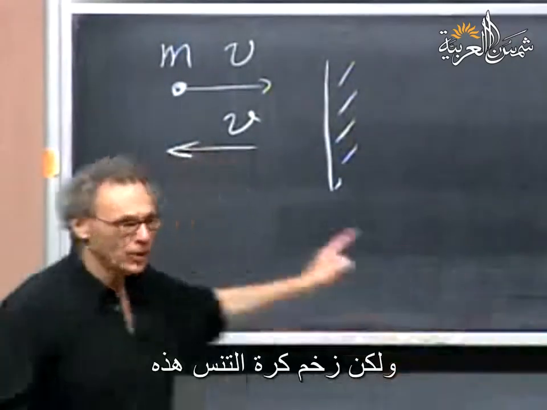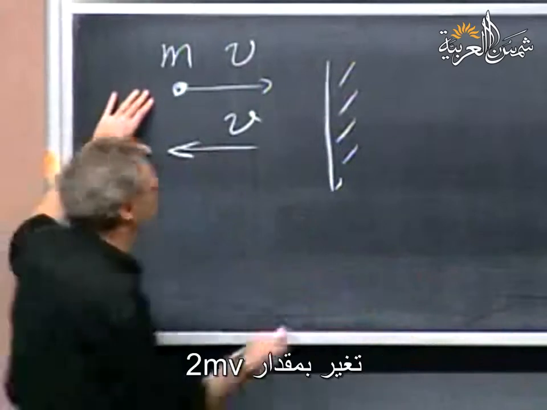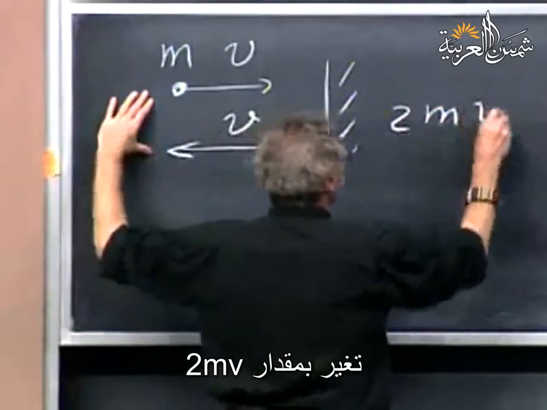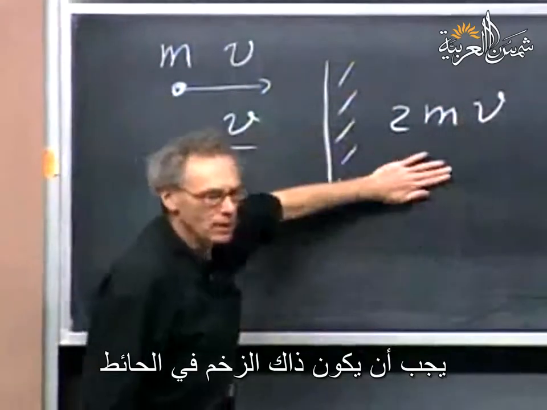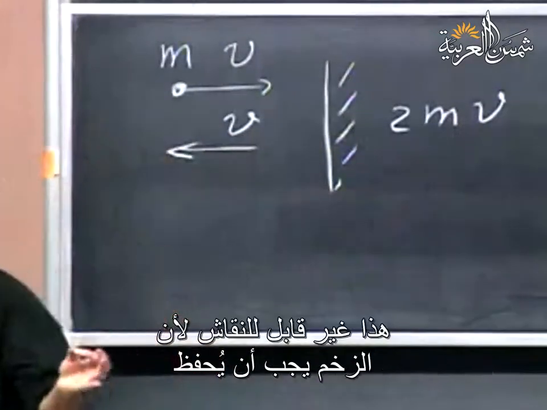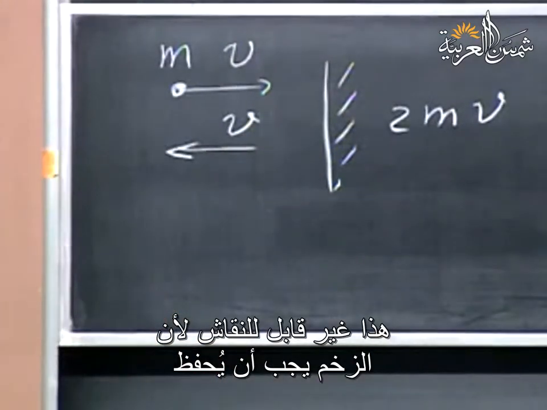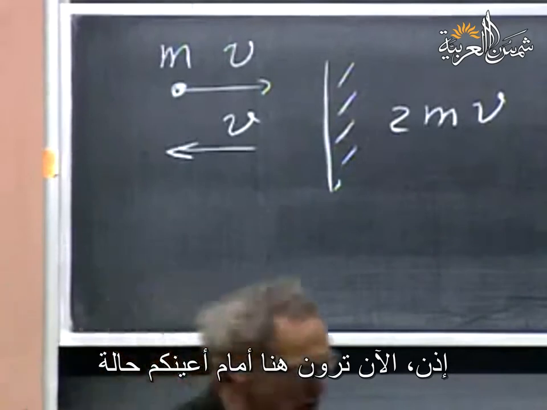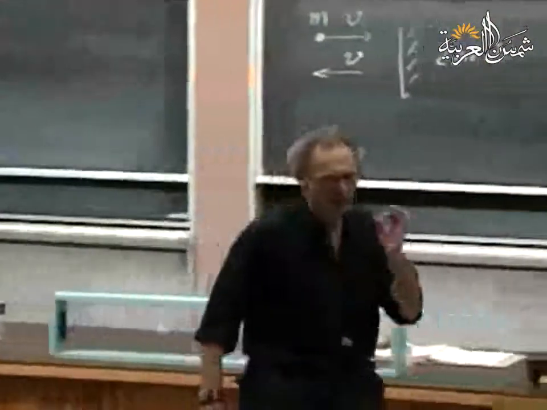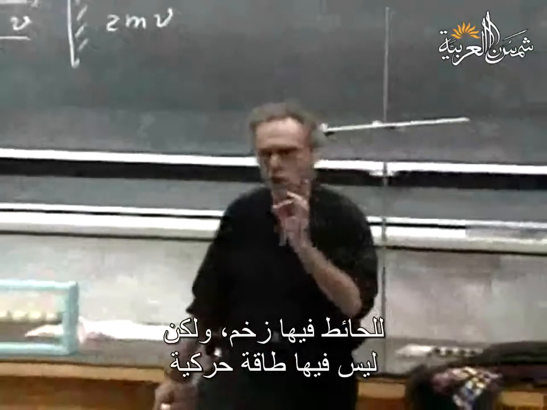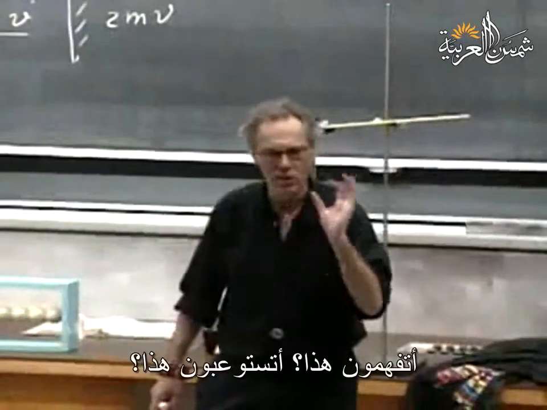But the momentum of this tennis ball has changed by an amount 2mv. That momentum must be in the wall. It's non-negotiable because momentum must be conserved. So now here you see in front of your eyes a case where the wall has momentum, but it has no kinetic energy. Can you understand that? Can you reconcile that?